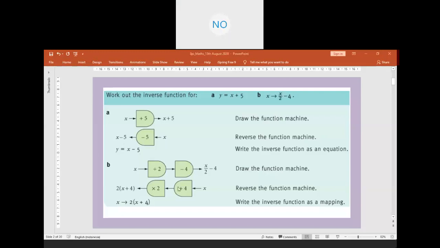And then for example B, we have x mapping to x per 2 minus 4. The x per 2, we got it from x divided by 2, minus 4. So it will be the opposite of minus 4, which is plus 4. The opposite of divided by 2 is times 2. So now we read it as x plus 4, multiplied by 2, which becomes 2 times (x plus 4). This is for the example question.